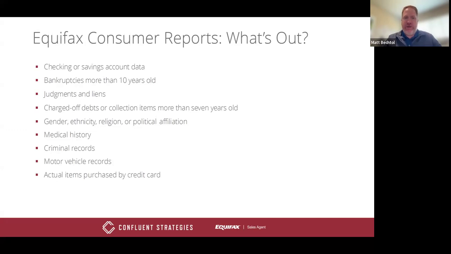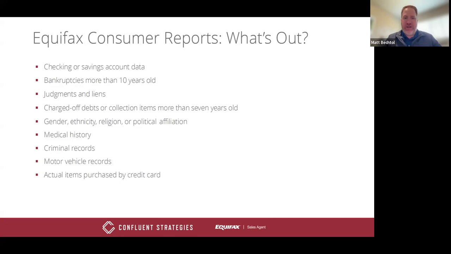Any information on bankruptcies that's more than 10 years old. You may remember from a previous section of training, most bankruptcies will stay on the credit report 10 years from the date filed, with the exception of a Chapter 13 that's been discharged. Those will come off 7 years from the date filed. So any bankruptcy history that's more than 10 years old is not going to be on the credit report. Again, any judgments and liens, talked briefly about that.